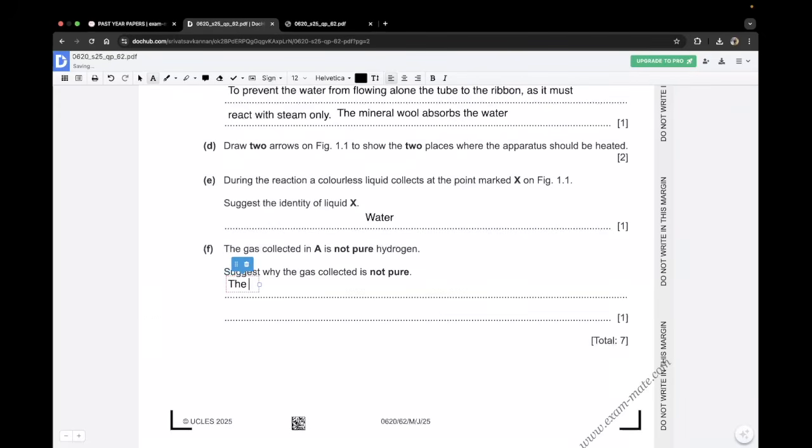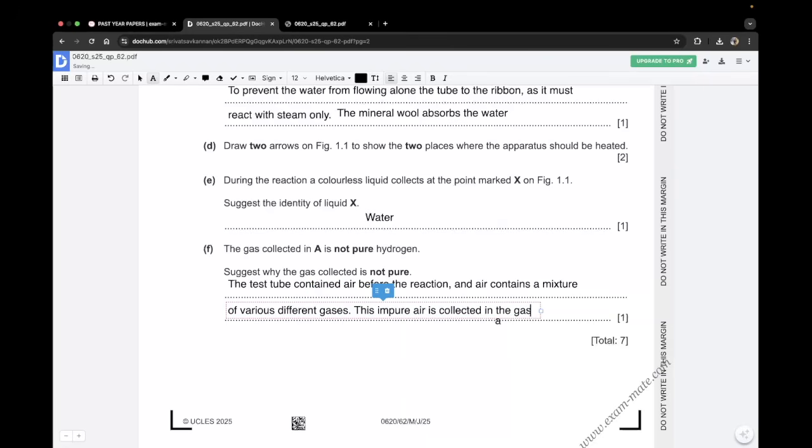Let's see, the test tube contained air before the reaction, and air contains a mixture of various different gases. This impure air is collected in the gas syringe.